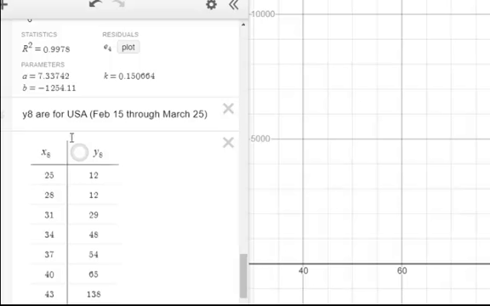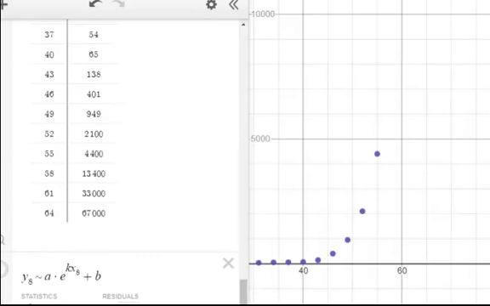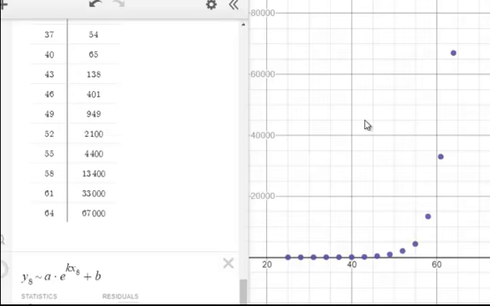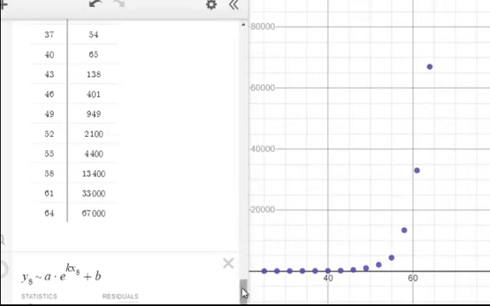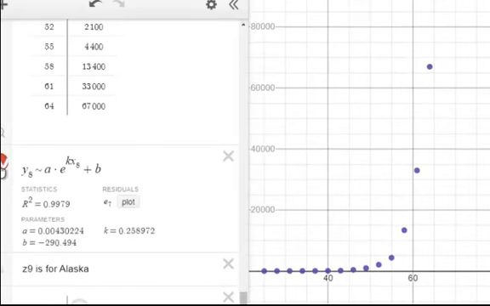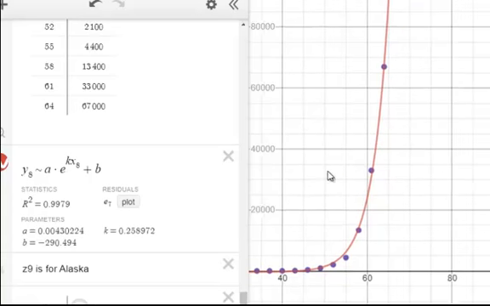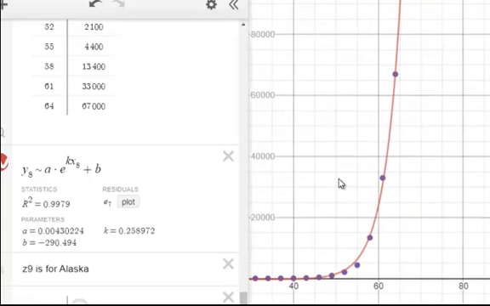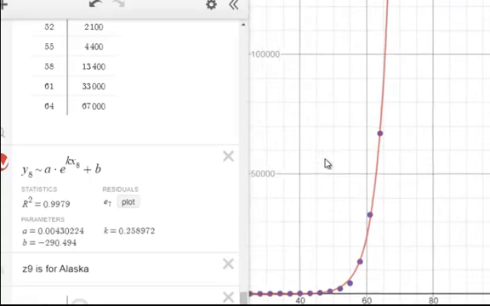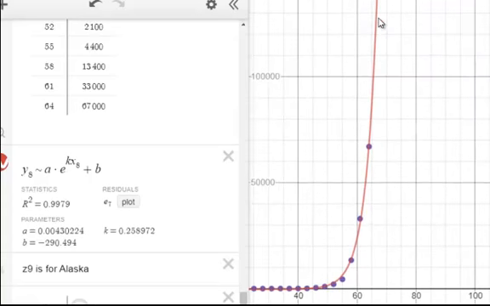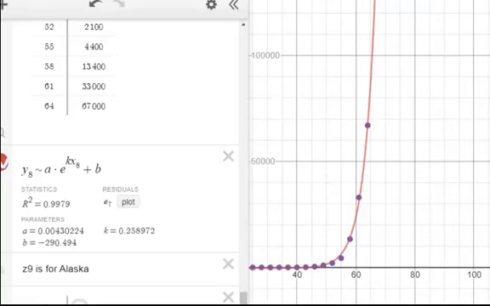So here's the data for the United States. There they are. And then here is the regression model, which is an exponential. And you can see it adheres quite well to the exponential, unfortunately. So hopefully something is happening to keep this from just going straight up and straight up there.